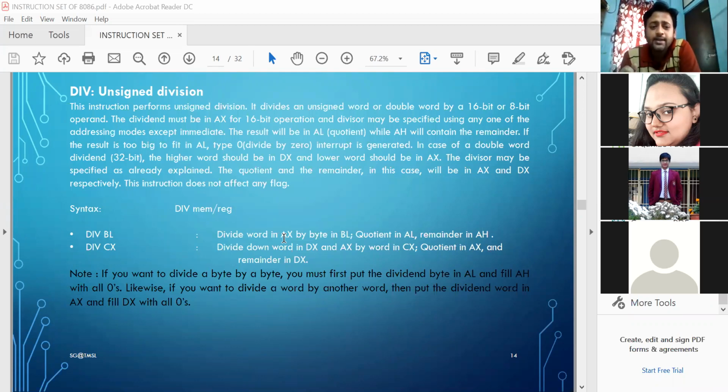DIV CX, if it is written, means you have one double word in DX and AX, meaning the 32-bit number is stored inside DX and AX, and it will be divided by the 16-bit number. So here a 32-bit number will be divided by a 16-bit number. Now how can you load this 32-bit number? By default, you should store it in the DX register and AX register.